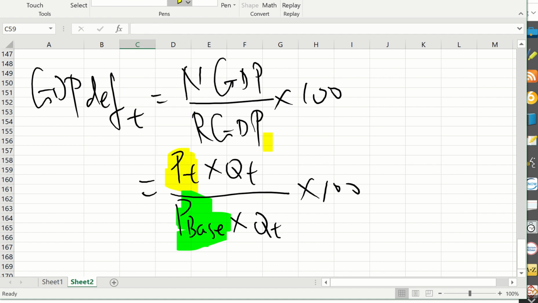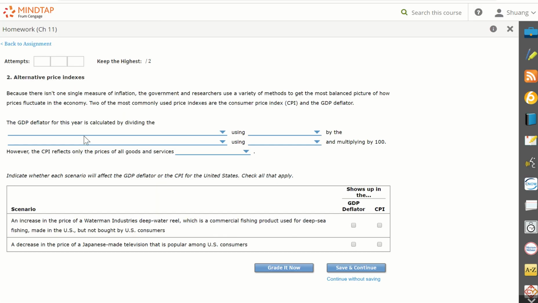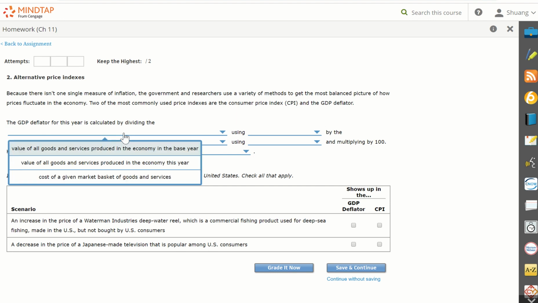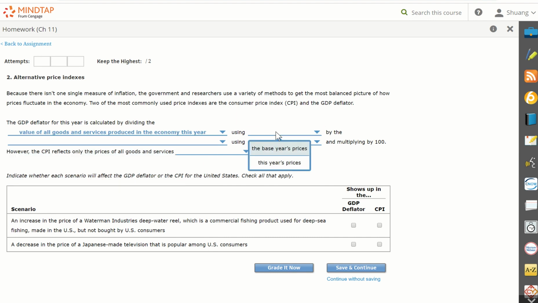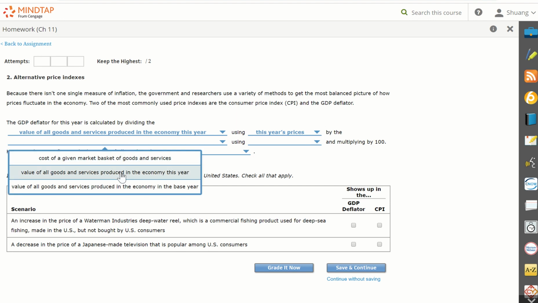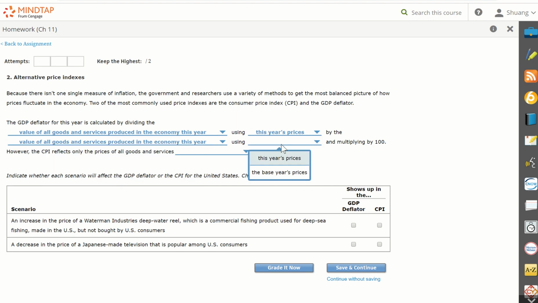That's the difference. Okay, all right, so let's answer the question. So the GDP deflator of this year is calculated by dividing what? So GDP is the value of all final goods and services produced in the year. So that one sounds pretty, we don't need, it's not base year, it's this year. Okay, using the current year prices, so this year's prices. So that so far is your nominal GDP, and then divided by real GDP. So again, it's the value of goods and services produced in this year, but using the base year price.